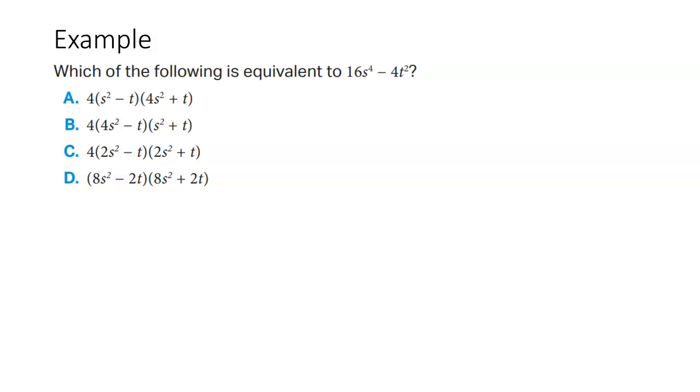Okay? So if I factor a 4 out of this polynomial, I end up with 4s to the 4th minus t squared. So there we've eliminated d. Now I need to factor 4s to the 4th minus t squared. Double checking all of these is going to eat up so much time. It's a race against time.